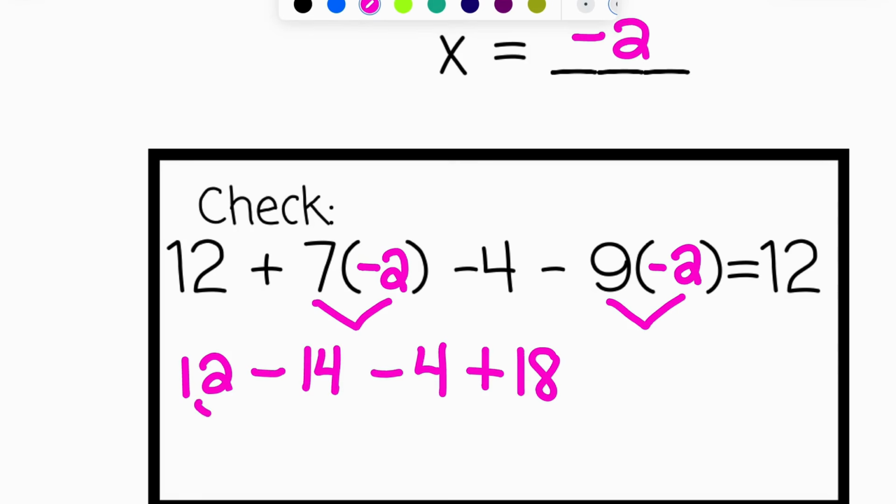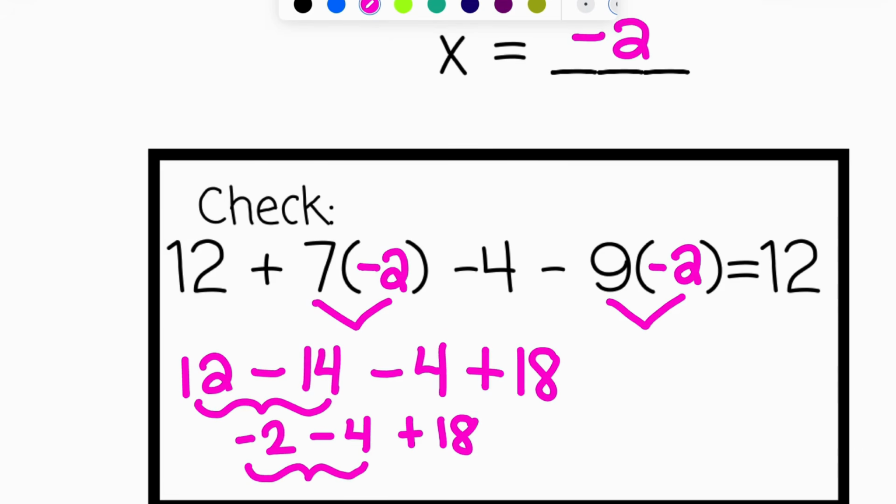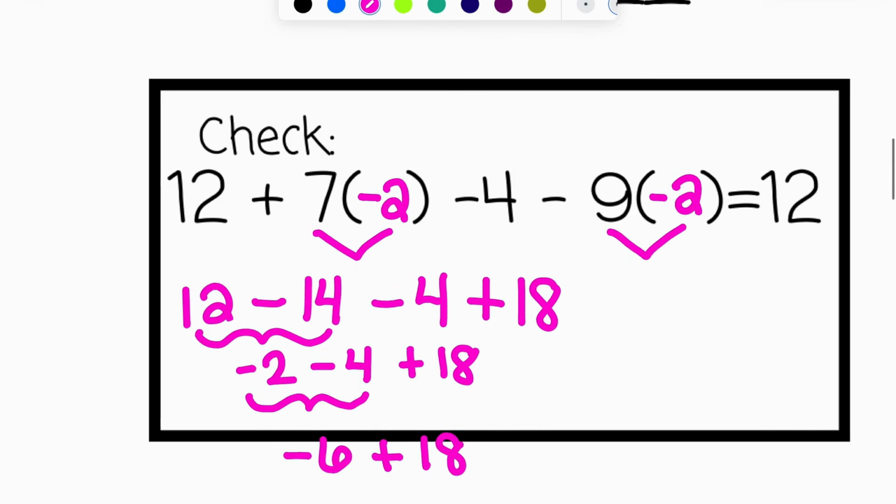All right, we'll calculate that. 12 minus 14 is negative 2. We'll just go one step at a time. Negative 2 minus 4 is negative 6. And then negative 6 plus 18 is 12. So it matches. So I know I got that answer correct.